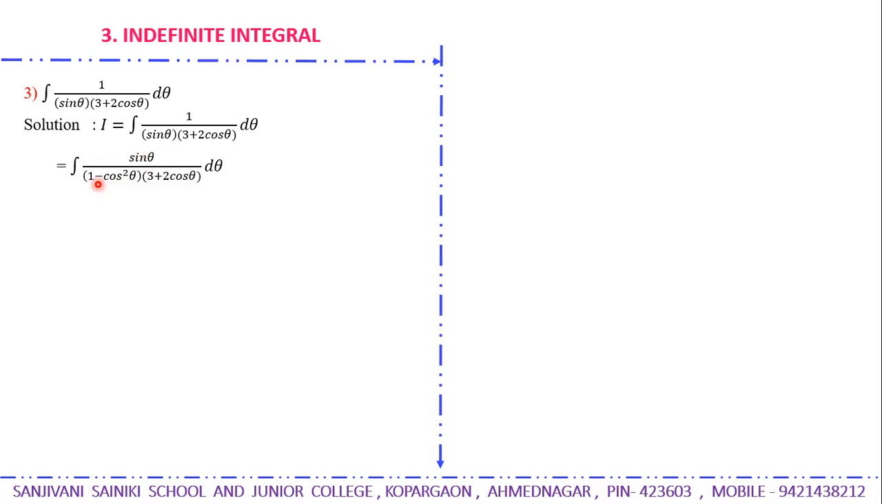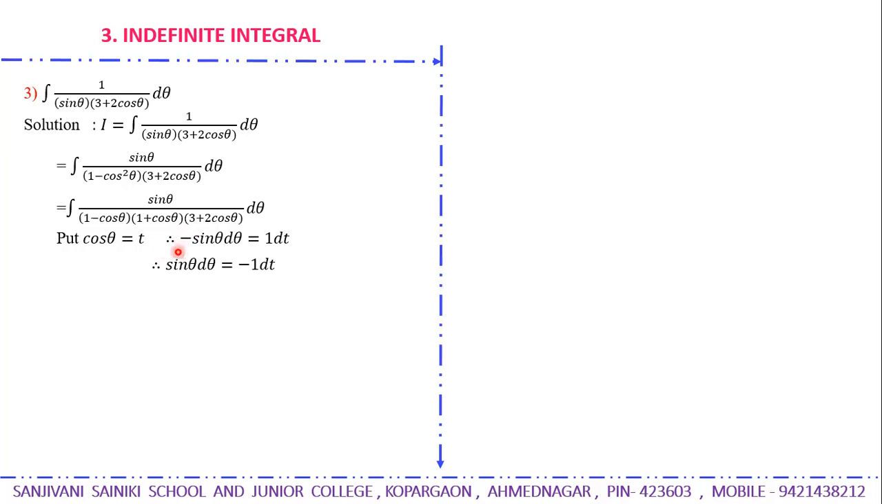Now this 1 minus cos square theta, I can write as 1 minus cos theta into 1 plus cos theta, because it is a square minus b square form, a minus b, a plus b. Now here I will use the substitution method: put cos theta equal to t. So sin theta d theta is minus 1 dt. So we get the partial fractions as minus 1 upon 1 minus t, 1 plus t, into 3 plus 2t.